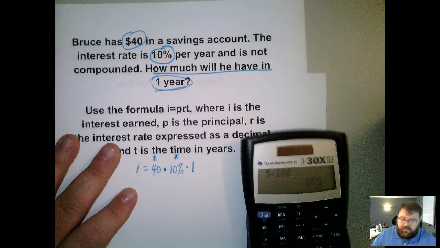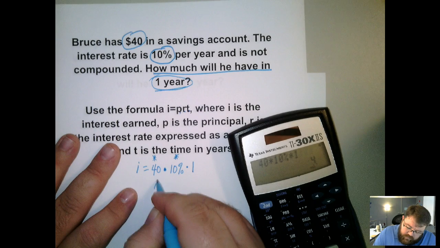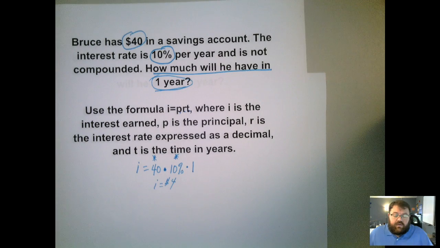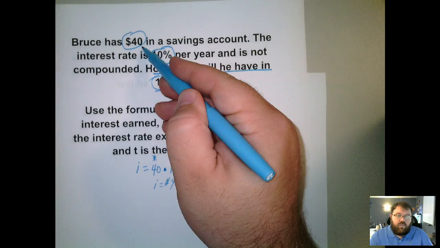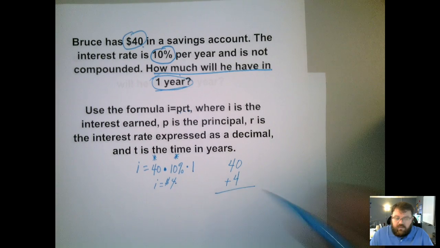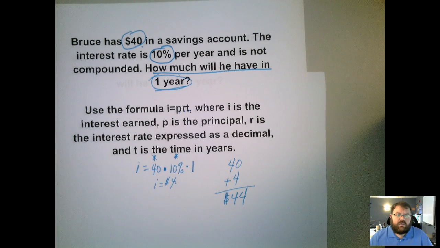So now, all I do is say 40 times 10, second, open parentheses, is percent, times 1. And you get 4. So the interest is equal to $4. Now, is that your answer? Look at your question. How much will he have in 1 year? He's not going to just have $4. That's the interest. I have to take the original principal plus his interest, and I'm going to get how much he's going to have. Okay?